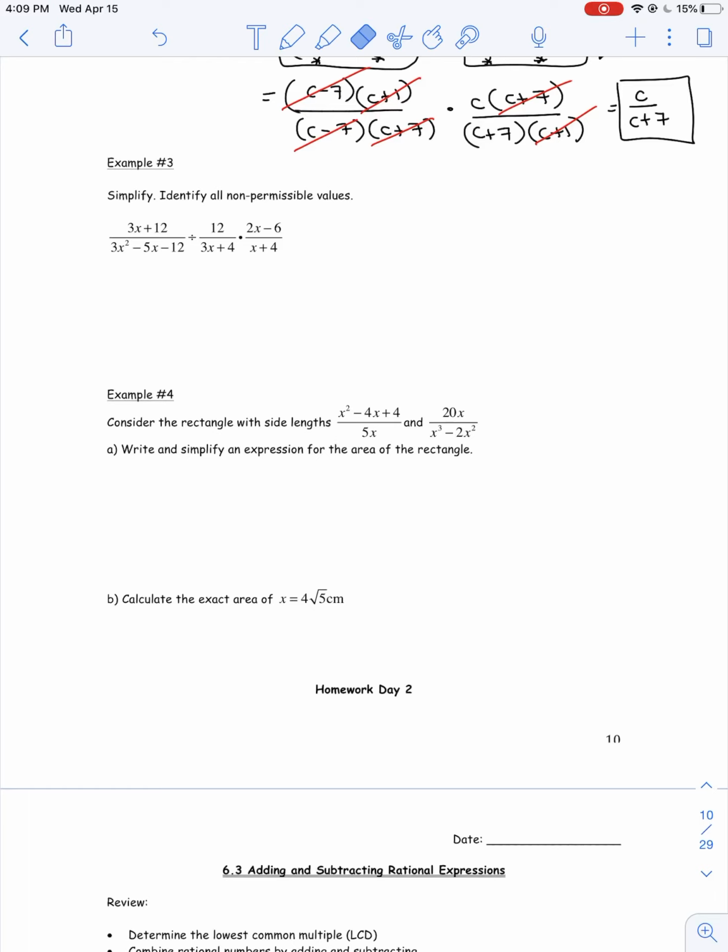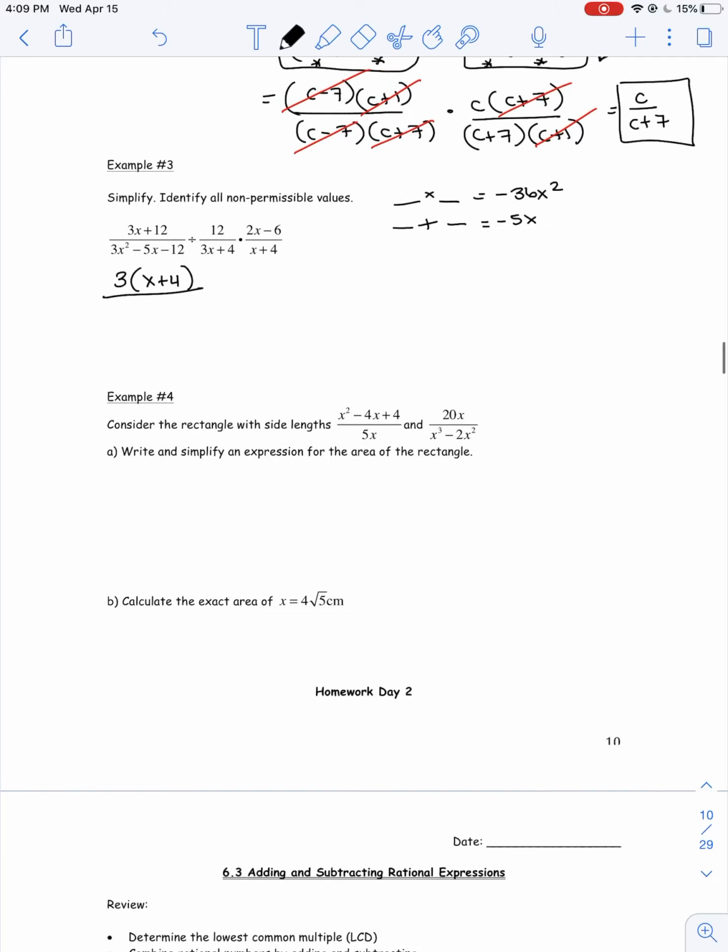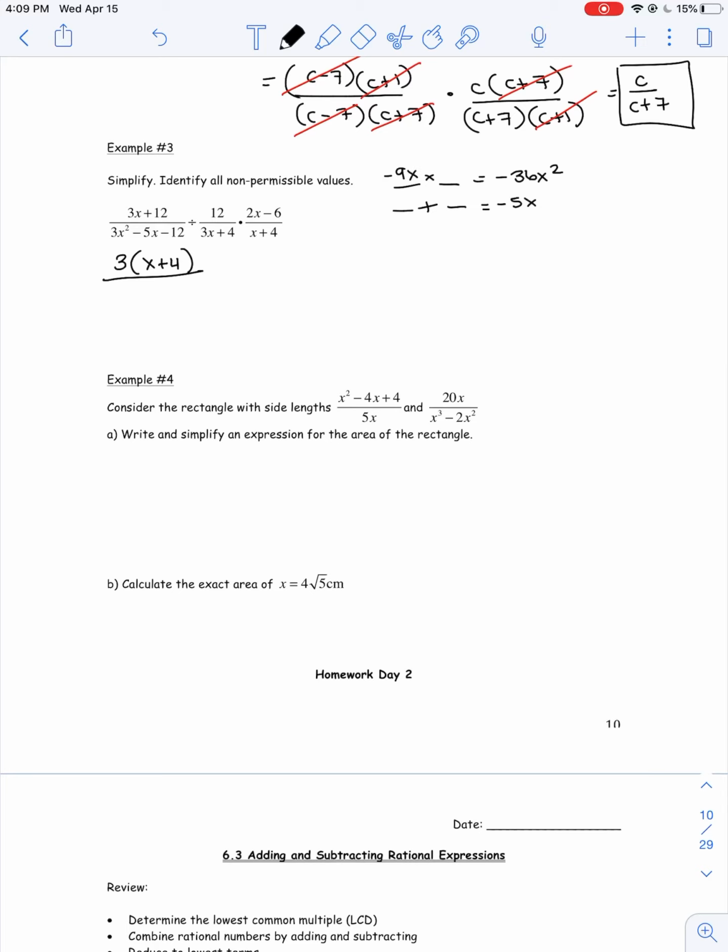Example number 3. So we're going to factor out the 3 from the top. At the bottom, we're going to find two numbers that multiply to 3x squared times negative 12. So the first and the last multiplied together gives us negative 36x squared, and has to add to the middle, which is equal to negative 5x. So we know that the two numbers that probably work would be negative 9x and positive 4x.